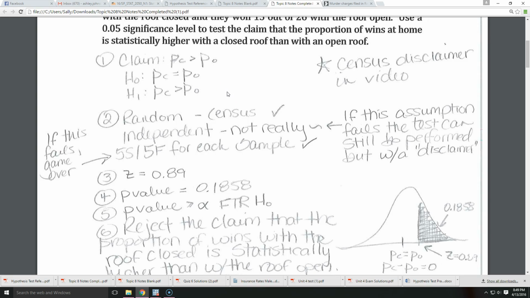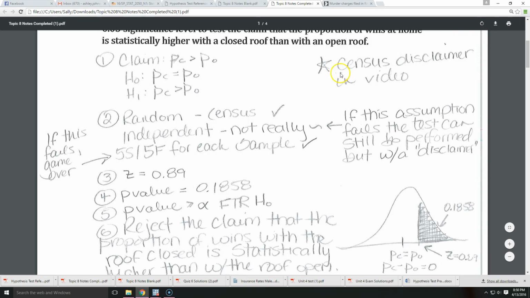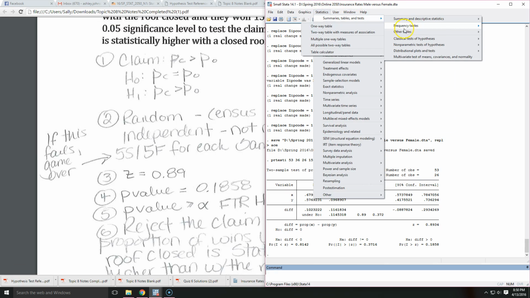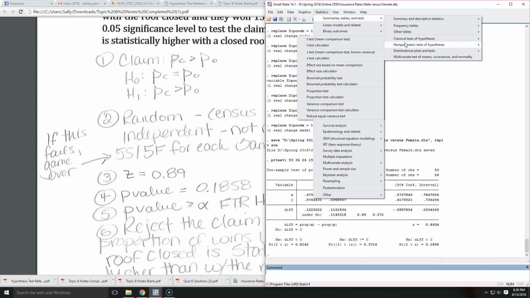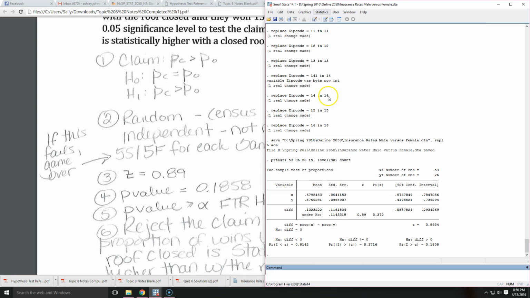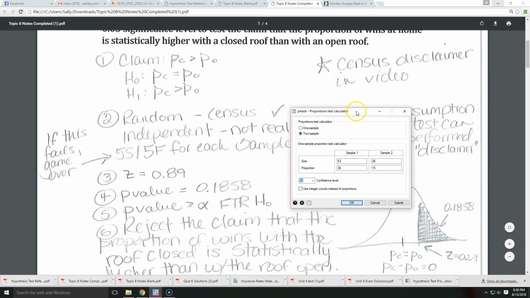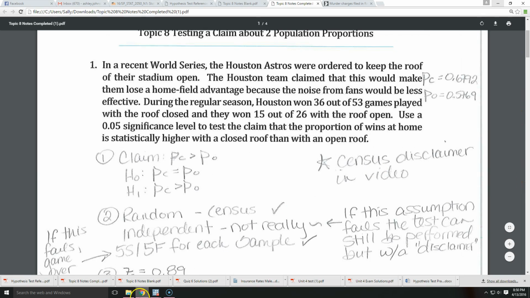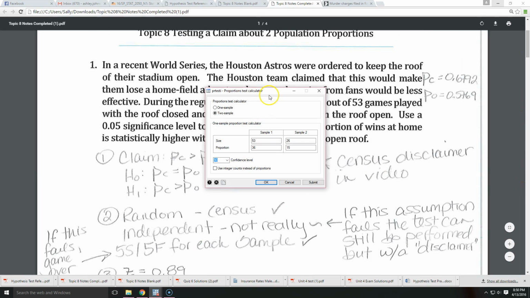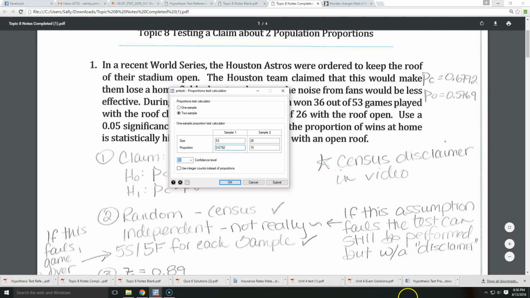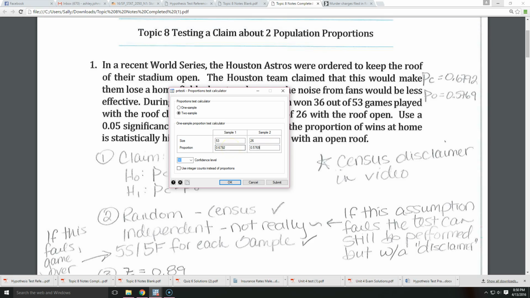However, anyone who has dealt with a lot of proportion data will already know that these sample sizes are very weak. So what I'm going to do is show what would happen if we had 10 times this amount of data. Let's use the unrounded proportions: closed is 0.6792, open is 0.5769.